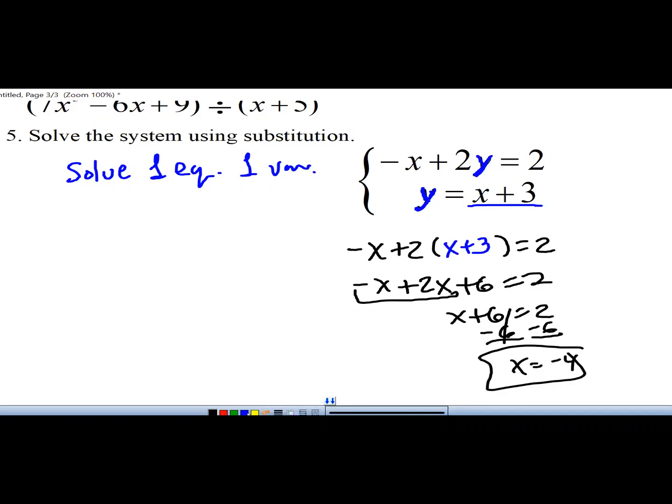All right. Now, am I done? No. Remember, whenever we solve a system, we need to come up with a coordinate. And what is that coordinate? Where both graphs intersect. What is that coordinate? Where both graphs intersect. Tell your neighbor, whoever's there.